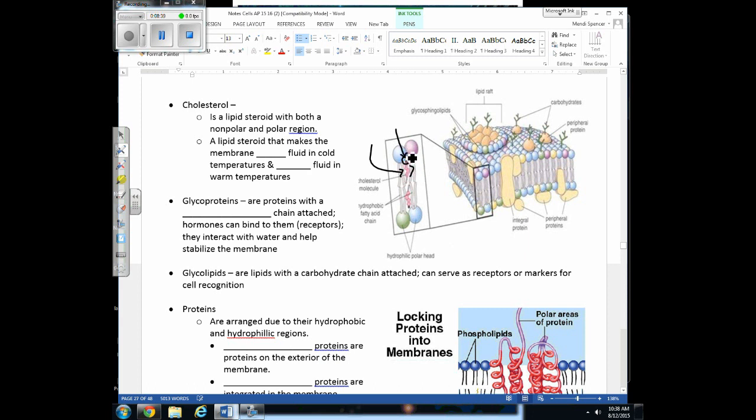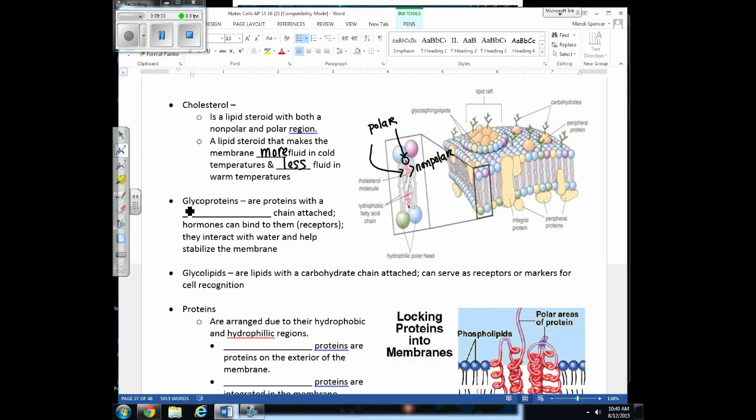So that top part, which is close to the heads of those phospholipids, is going to be polar, and it interacts with other polar molecules. Whereas the carbon rings of this steroid are nonpolar. So they're embedded into the internal part of the membrane, and they're interacting with other nonpolar molecules. We discussed that these cholesterol molecules make that membrane more fluid in colder temperatures, but less fluid in warmer temperatures.